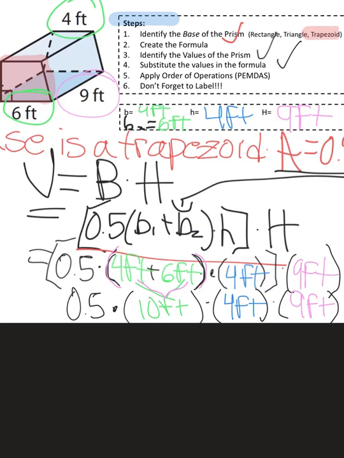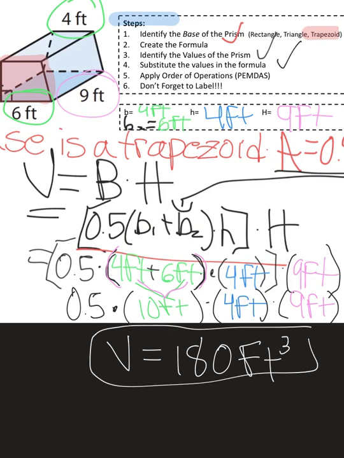So now that we added, we can multiply all the way through. If you take your calculator and you multiply 0.5 times 10 feet times 4 feet times 9 feet, it will give you the volume of 180 feet cubed, because we multiplied feet 3 times. So the volume of this trapezoidal prism is 180 feet cubed.